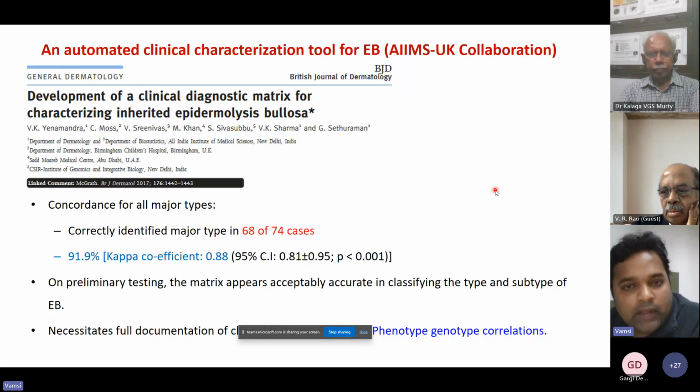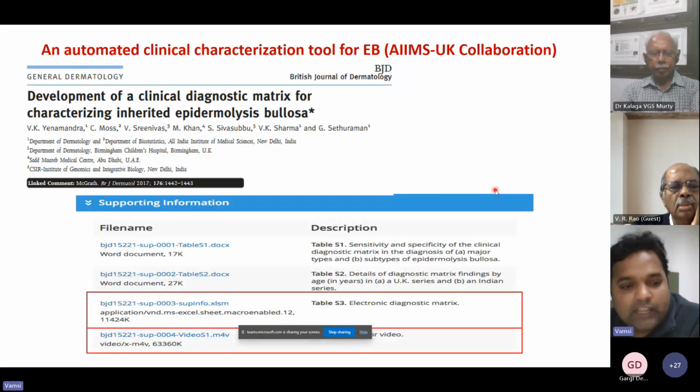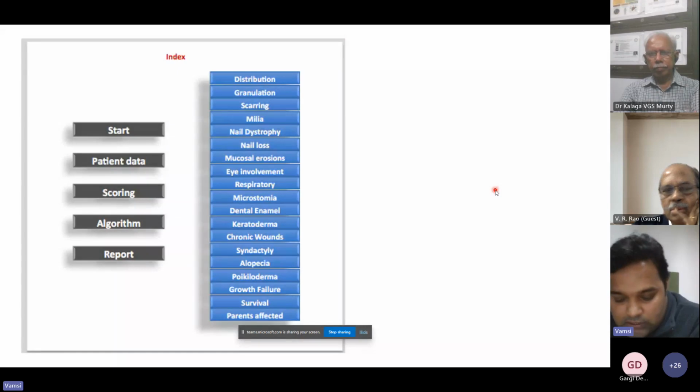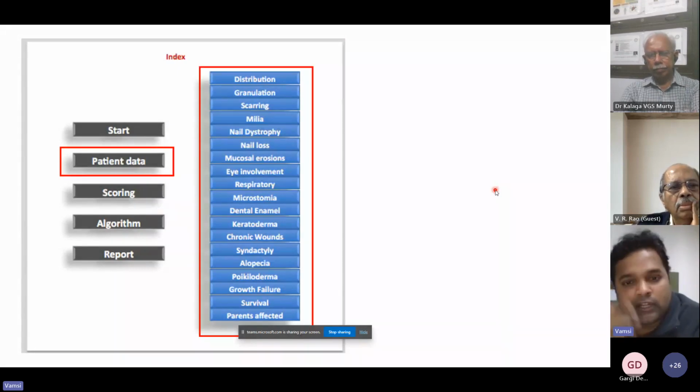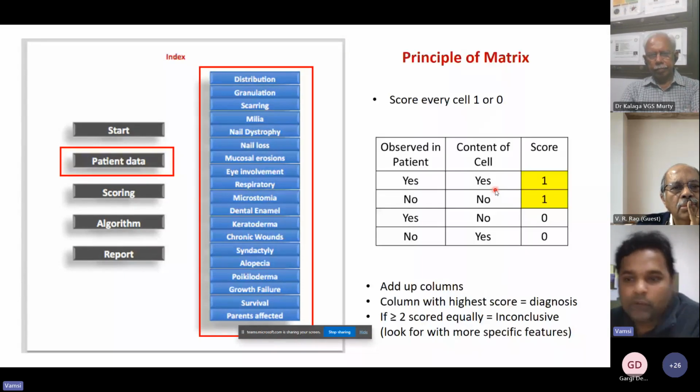So we converted that into an electronic application, and this is freely available both on the BGD website and on a patient organization website as well. Basically what it does is, you enter the patient data, and you have all the possible clinical features that are present across all the subtypes of EB. The principle is that you would score every cell of that matrix with either 1 or 0. So basically you're converting every clinical feature into binary digits.